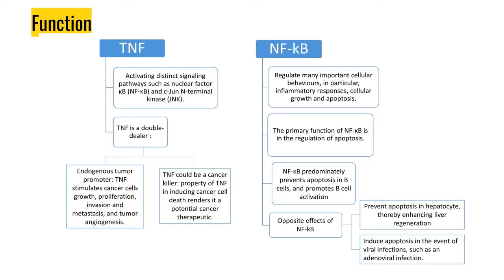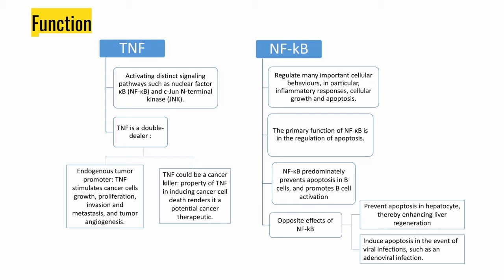Moving on to the function of NF-kB. NF-kB regulates many important cellular behaviors, in particular inflammatory response, cellular growth, and apoptosis. The primary function of NF-kB is in the regulation of apoptosis. NF-kB predominantly prevents apoptosis in B cells and promotes B cell activation.